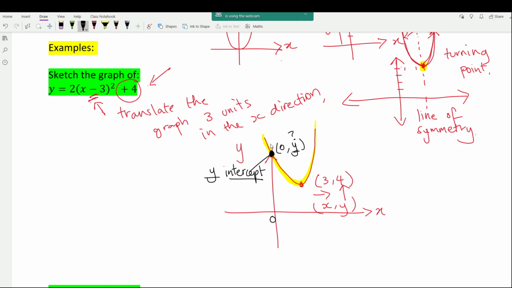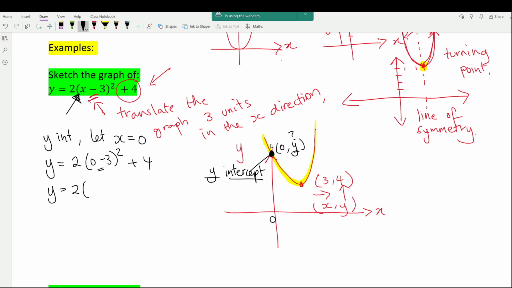We can find that by letting x equal 0. Remember, when we're sketching linear graphs, to find the y-intercept, we let x equal 0. So let's do that. For the y-intercept, let x equal 0. Let's substitute 0 into where x is. We get y equals 2 times (0 minus 3) squared plus 4. So 0 minus 3 is minus 3, and minus 3 squared is 9, plus 4.